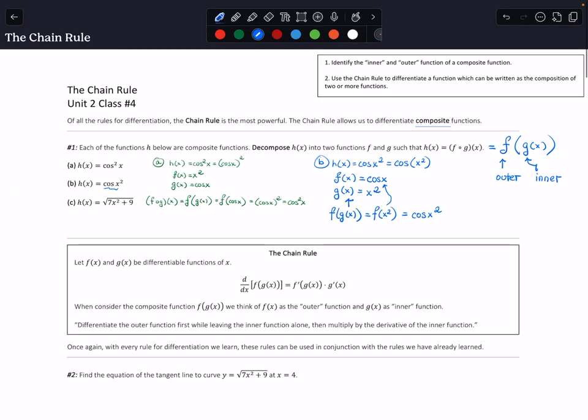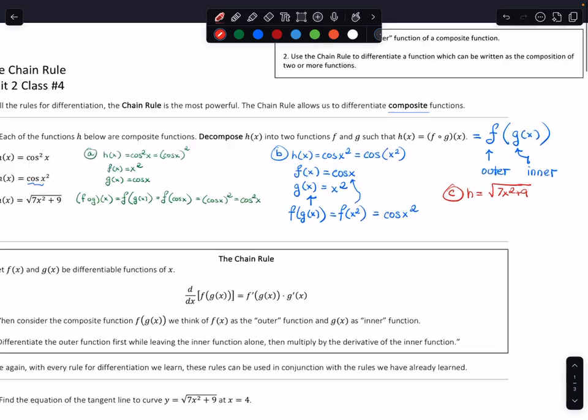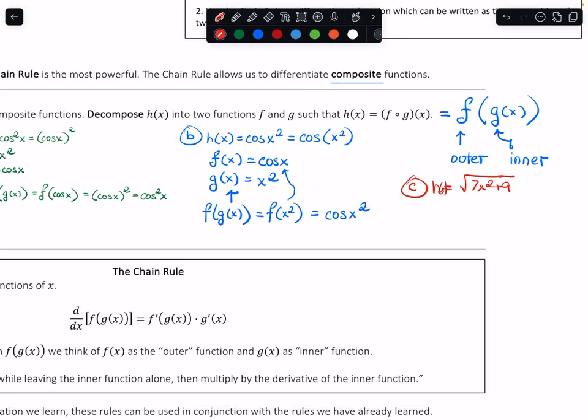And maybe we won't go crazy with c, but let's also complete it. So we have h of x is the square root of 7x squared plus 9. I do think, depending on the type of functions you are working with, it is more visually clear who is inside, who is outside. I think people would say that about the function h of x in part c here. So the outer function is the square root function. So f would be the square rooting function, the square root of x, and g would simply just be what's underneath that.